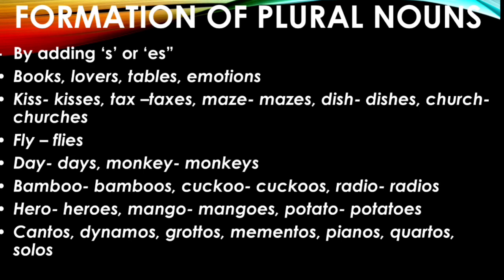If a singular noun ends in y and a consonant comes before y, the y is changed into i and es is added to it. For example, fly. Fly becomes flies. IES is added to fly because it ends in y and there is a consonant sound before this y.